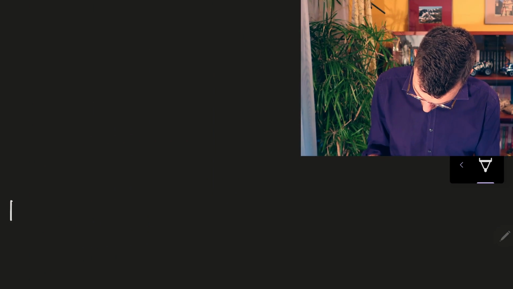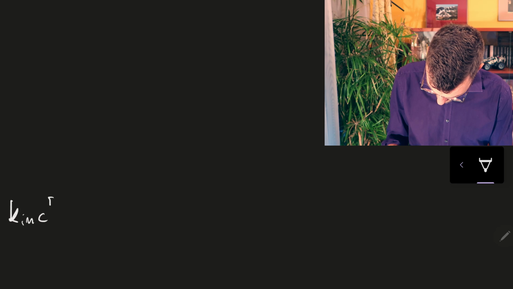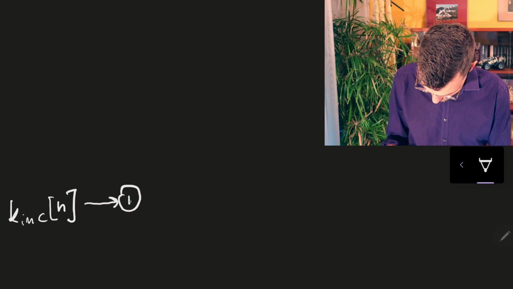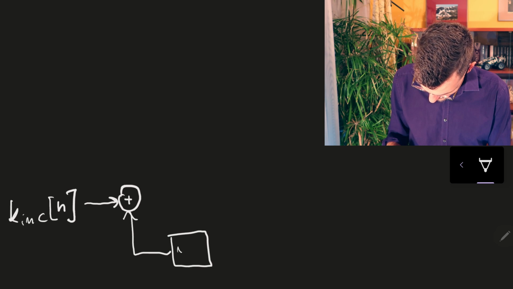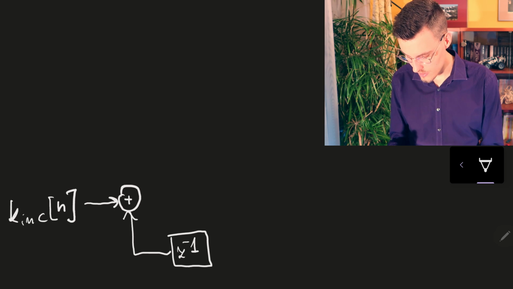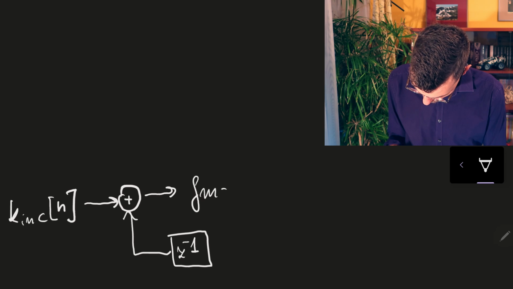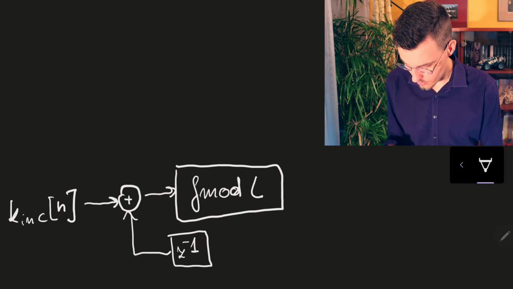We know that we get the amplitude and frequency information from the user. This can be calculated into the index increment on a sample-by-sample basis. So let me write k-inc, which is dependent on the sample index. It can change on a sample-by-sample basis. Okay, now we add it to the index from the previous iteration. And I write here z to the minus 1 because it denotes a delay by one sample. Now that we have our index, we can put it into the fmod L operation, which brings it back to the 0 to L range.